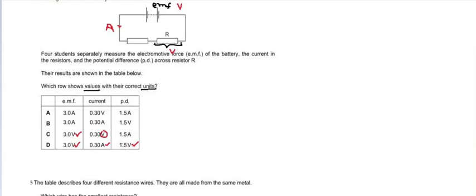It can be 1.5 because this is a series circuit, and we know the voltage splits in a series circuit. Some voltage will go across this resistor and some voltage will go across the other resistor. So the potential difference across R can be less than the EMF value. So 1.5 is acceptable. Here option D is the only correct one. Even if you check only the units, you can estimate the answer.